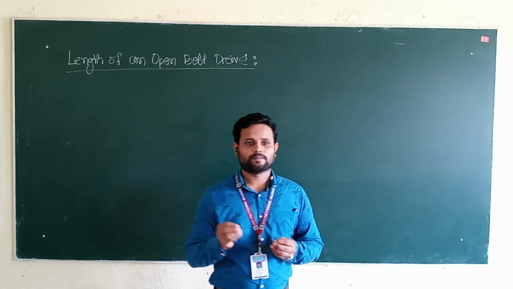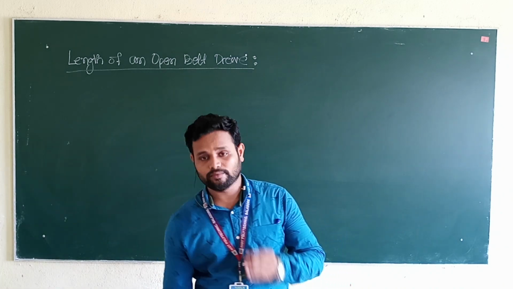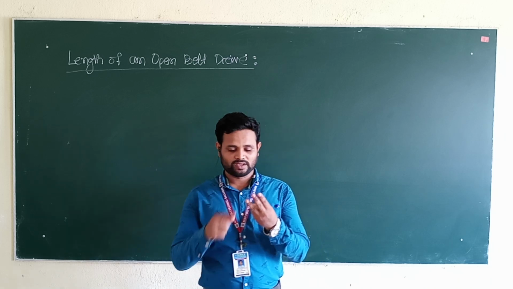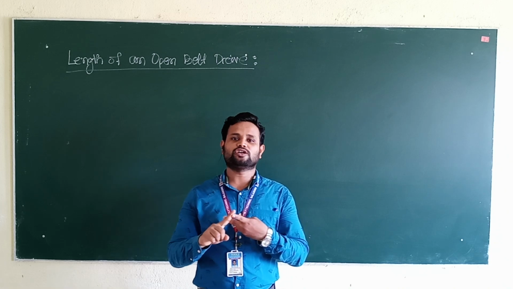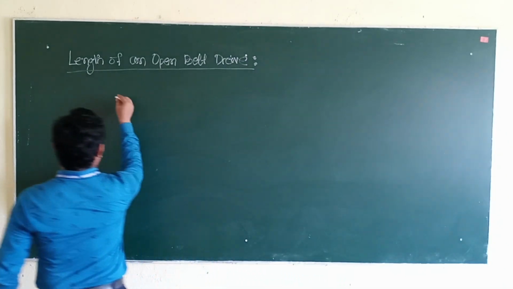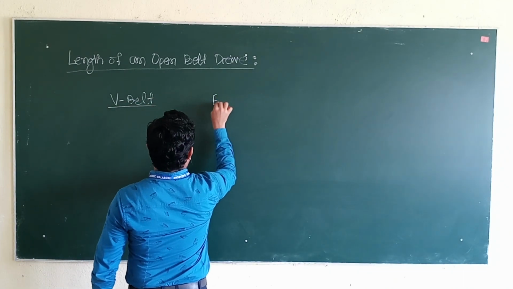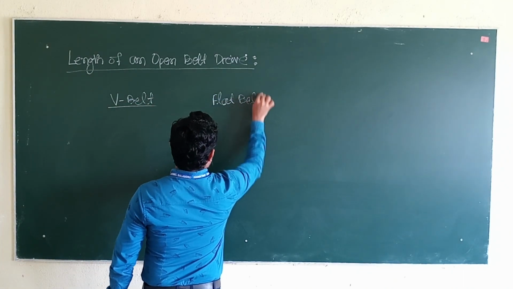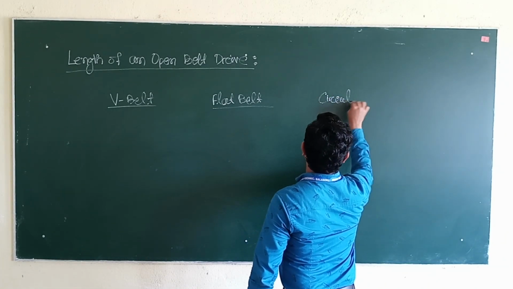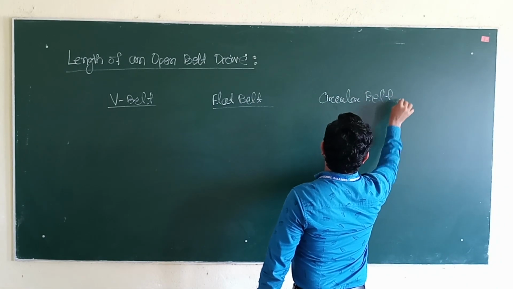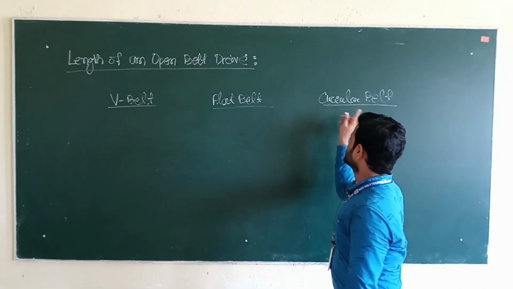Next, what are the types of belt? We have known that there are three types of belt. The first one is the V belt, the second one is the flat belt, and finally the third one is the circular belt. So where do we use the V belt, the flat belt, and the circular belt?